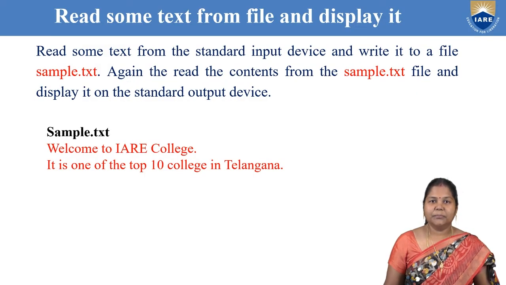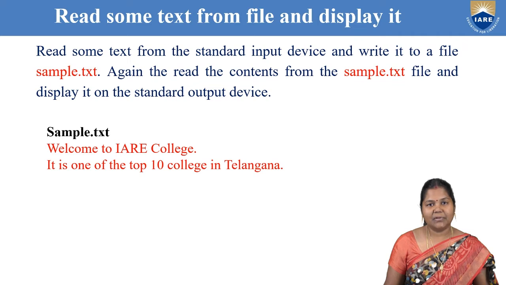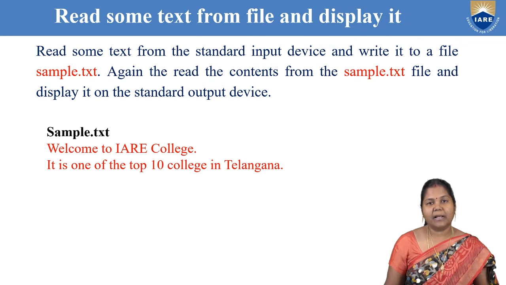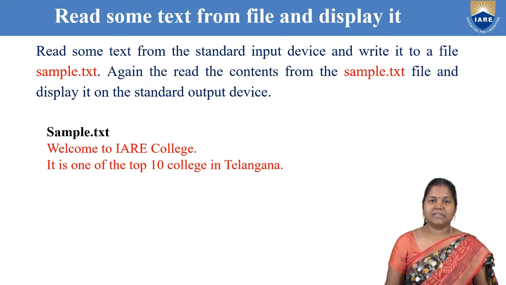Now, we'll start with a simple program that reads some text from the file and display it. Here we are going to read some text from the standard input device and write it to a file first. Suppose the file name is sample.txt. Again, we will read the content from the file sample.txt and display it on the standard output device. Through this program, I am trying to tell you how to read the contents from the standard input device and store it into a file, and again how to read the data from the file and display it to the standard output device.